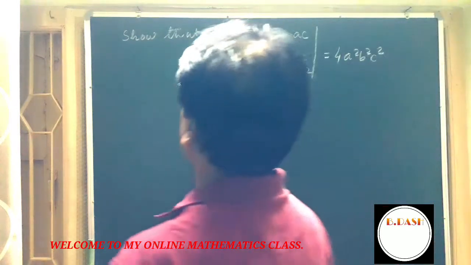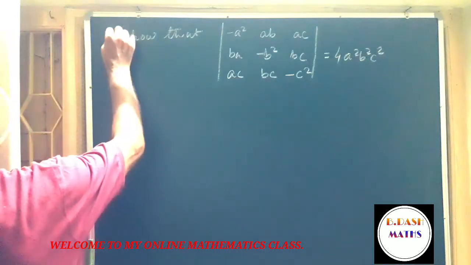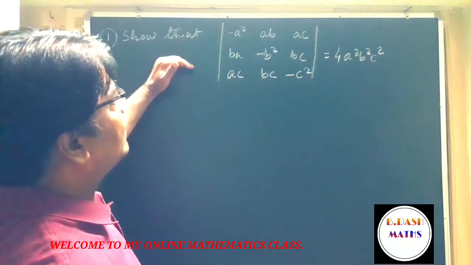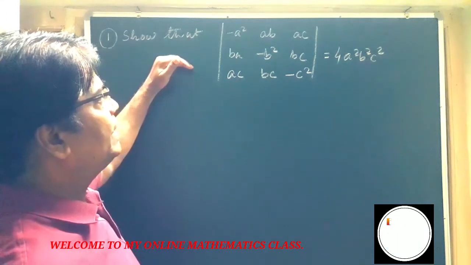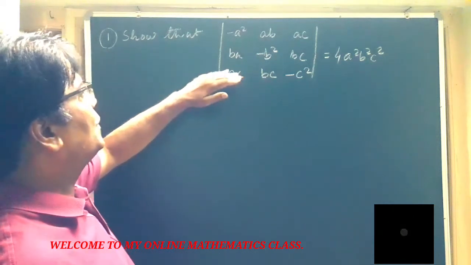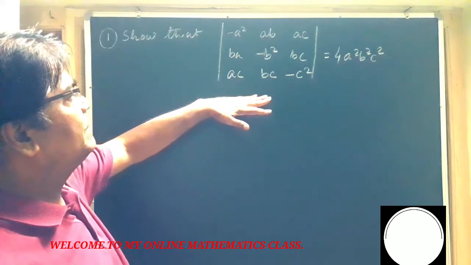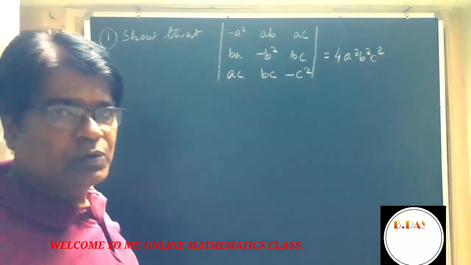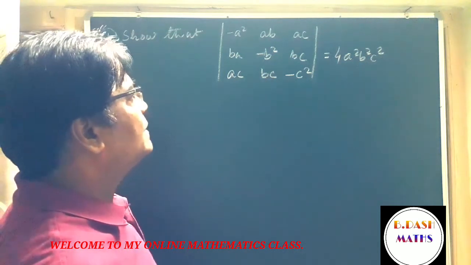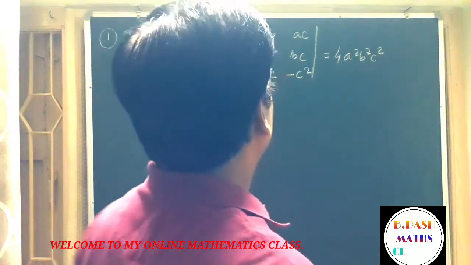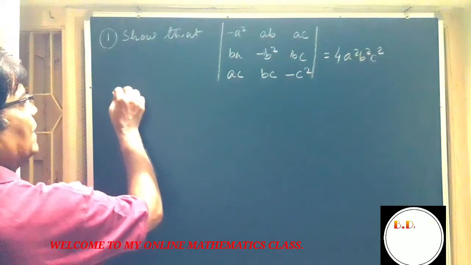Our first problem is to show that the determinant with first row minus a square, ab, ac, second row ba, minus b square, bc, and third row ca, cb, minus c square is equal to 4a square b square c square. That we have to establish. So let us prove this one.